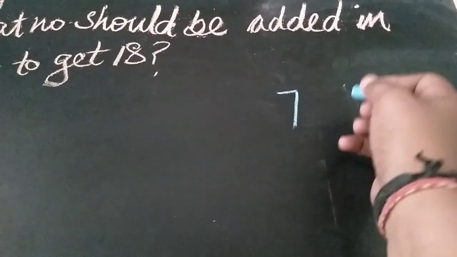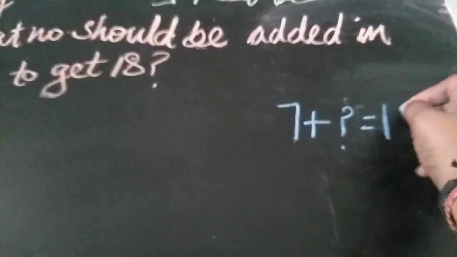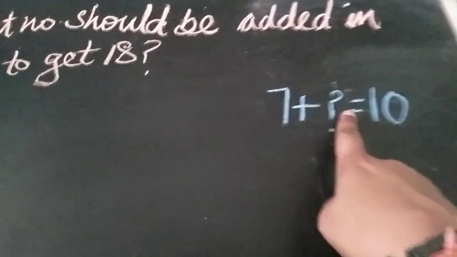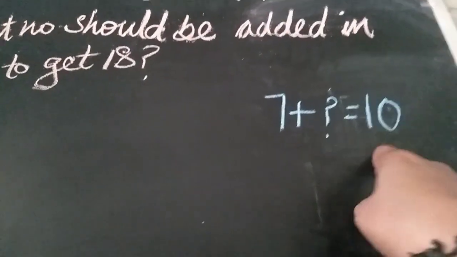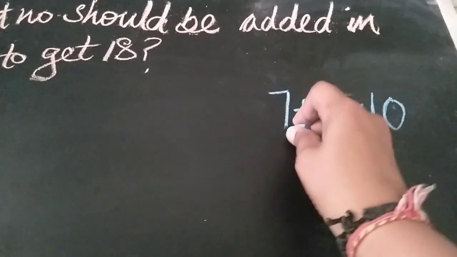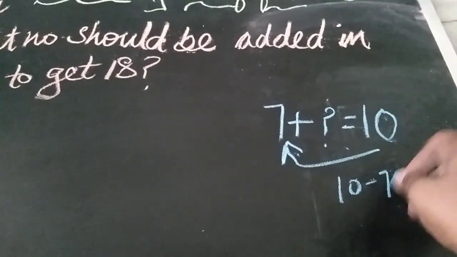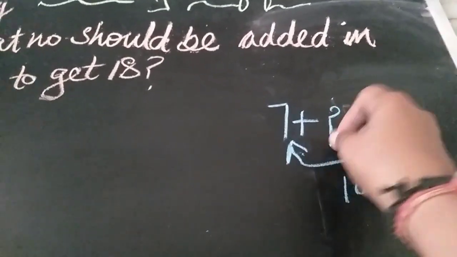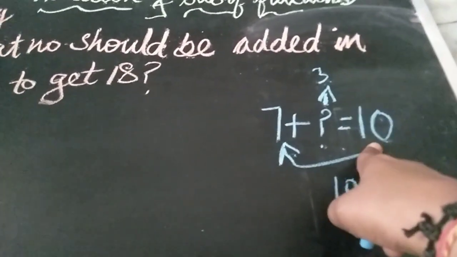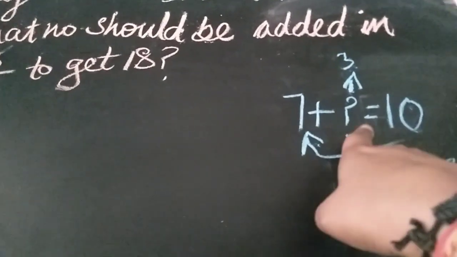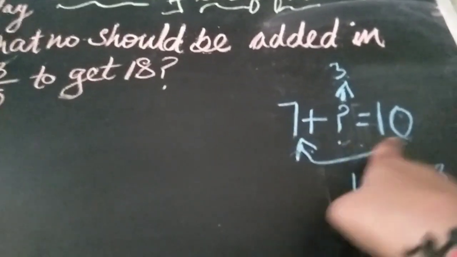Suppose we have 7 plus an unknown number equals 10. That means which number will we add to 7 to get 10? How will you find this number? We will find it by subtraction. So 10 minus 7 equals 3. The number is 3. That means 7 plus 3 equals 10. So 3 is added to 7 to get 10.